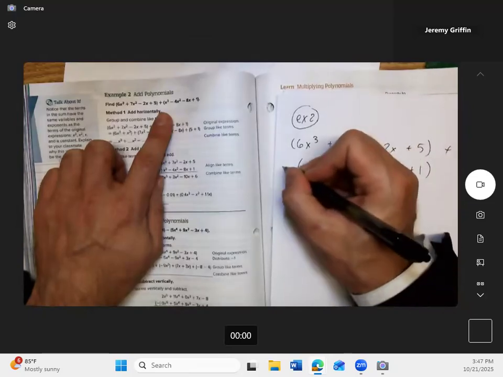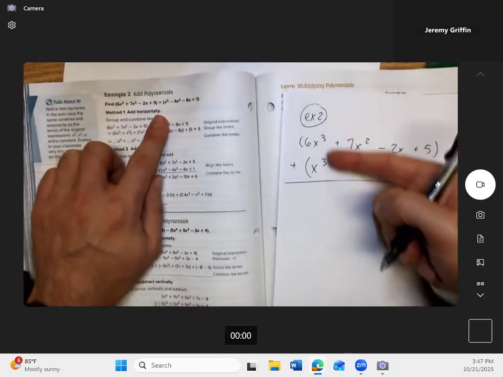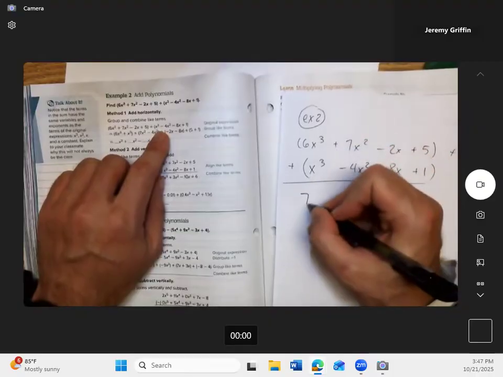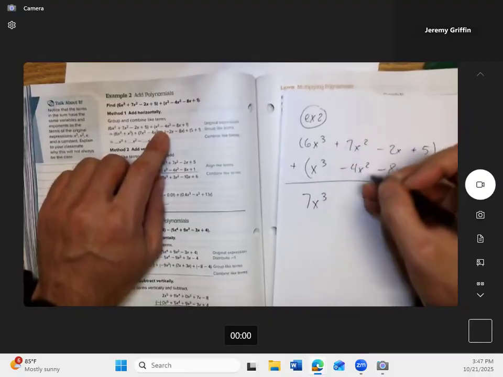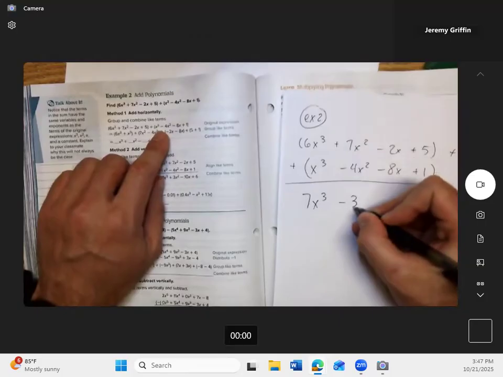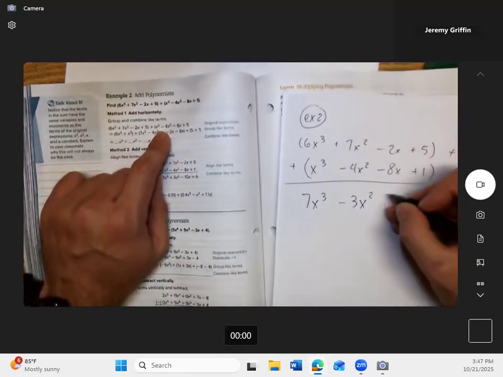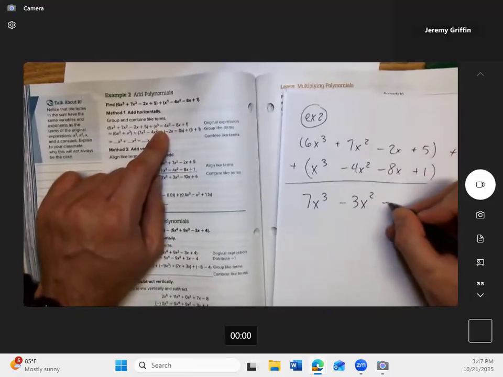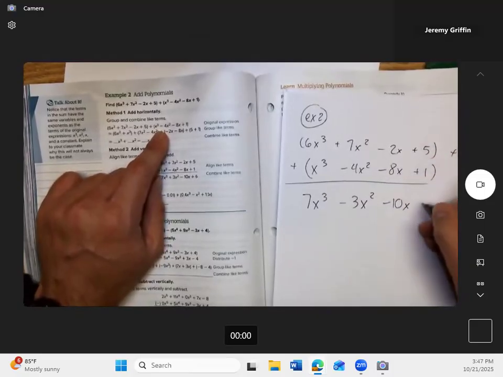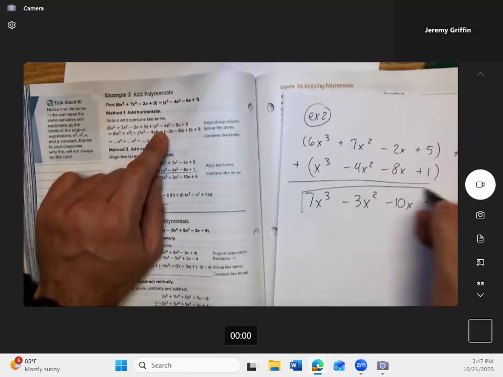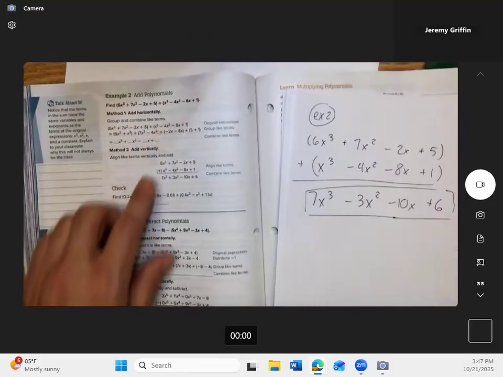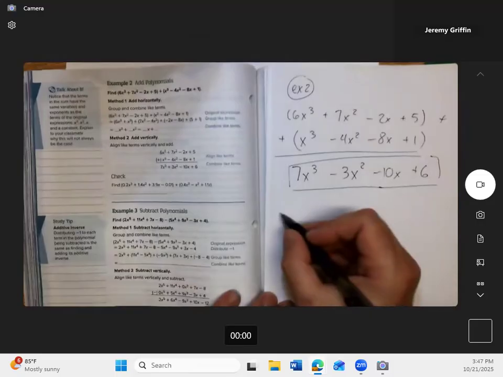Well, if we're adding these together, maybe it's actually even easier to see this way. 7x to the 3, 7 minus 4, that's like 3, and that's x squared. And so we got x squared terms. So as long as it's like terms, we put them together. Negative 2x, negative 8x makes negative 10x. And then the constants add together, 5 and 1 is 6. That's the answer. That's all. So boom, done.